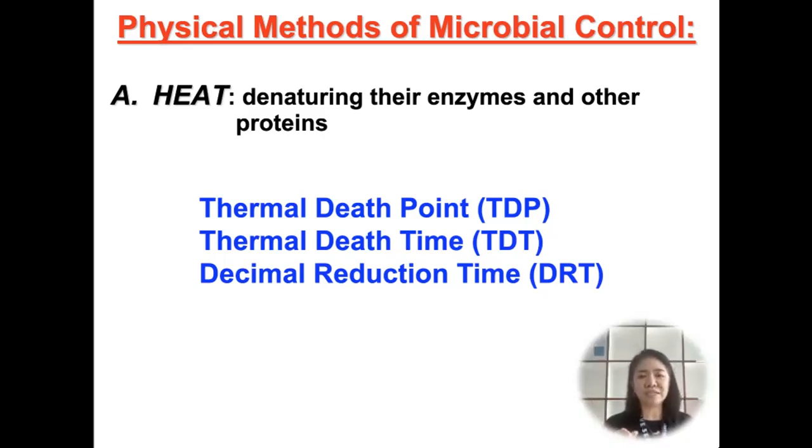Okay? And then decimal reduction time, the time in minutes at which 90% of your bacteria will be killed at a given temperature. So ito yung madalas na ginagamit or ina-apply na method of microbial control ng mga canning industry. Okay, so kaya yung mga sardinas natin, corned beef natin dyan, pwedeng-pwede na natin kainin na hindi pa naluluto dahil naman na-remove na yung microbe. So mo lang kainin na expired na.